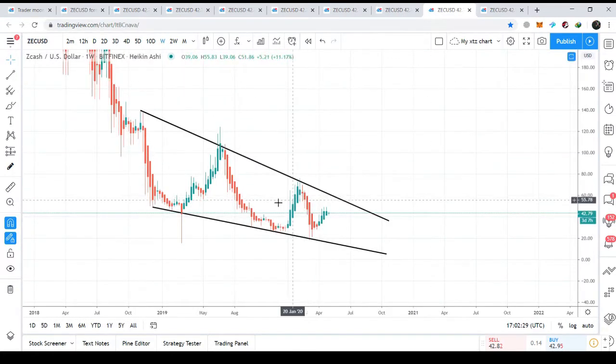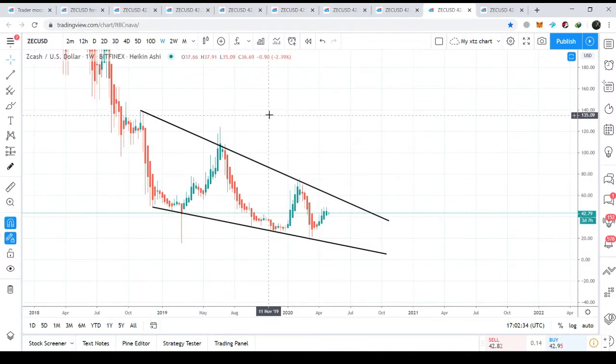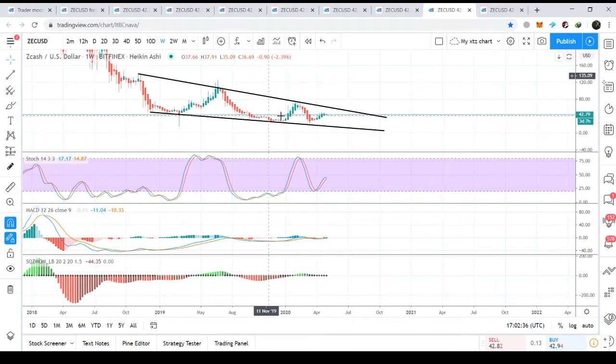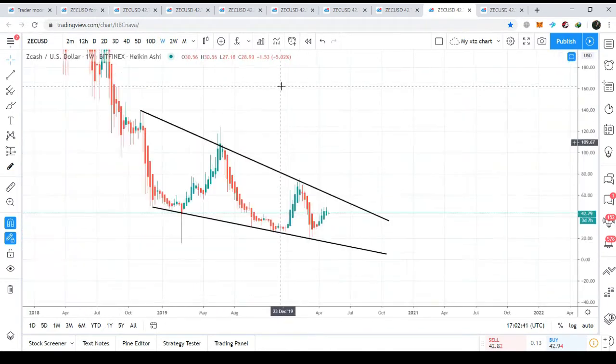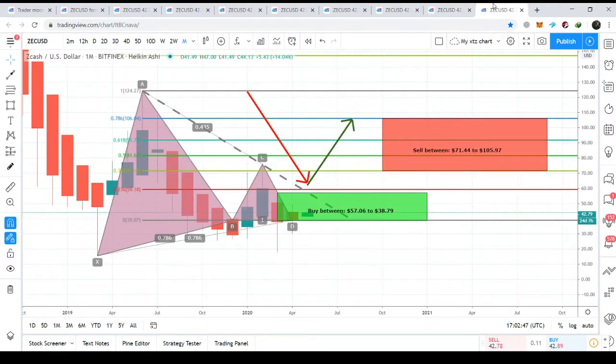And after that, I want to show you how Zcash has formed a big falling wedge pattern on this weekly chart and how the different indicators are synchronized with the price action moving within this falling wedge pattern. And at the end, my favorite move by Zcash is that it has formed a very, very big bullish Gartley pattern, same as Bitcoin has formed. But so far, the movement towards the sell zone is due by Zcash. On the other side, Bitcoin has hit the sell zone.